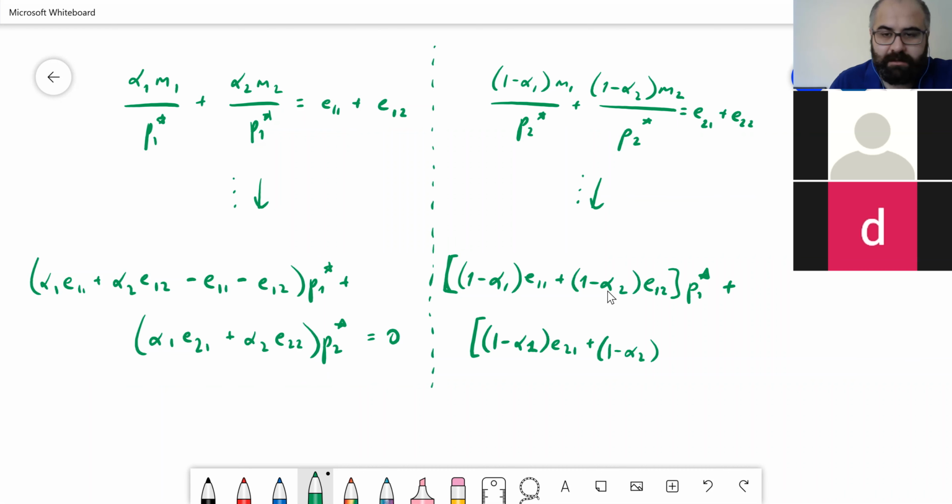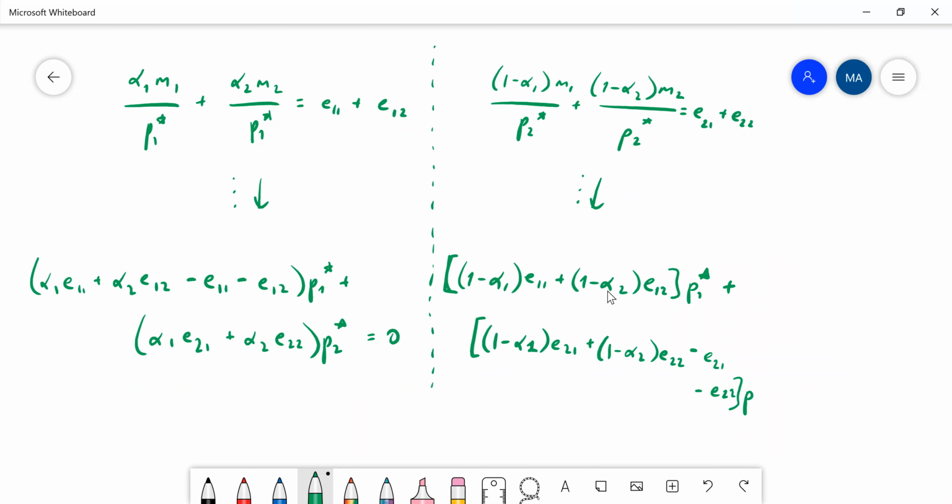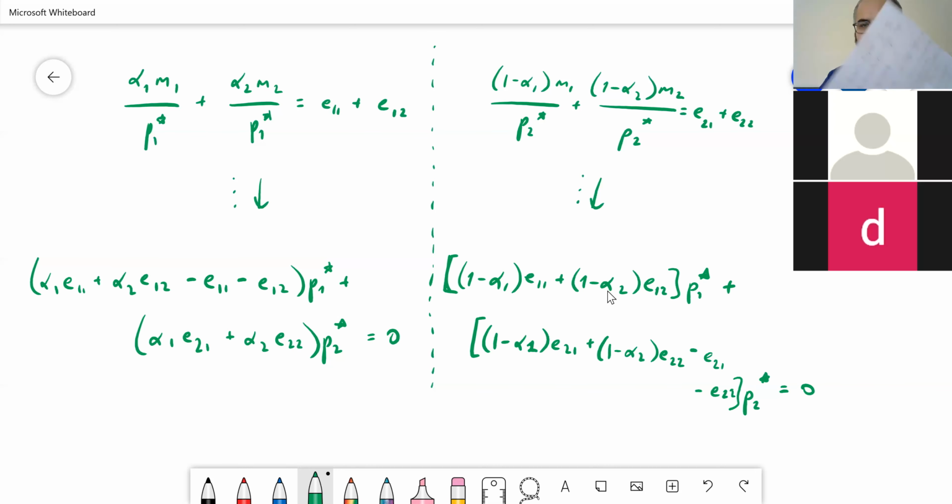I'm looking at my notes because I don't want to make a mistake. Minus E21, minus E22, times P2* equals 0. Okay, so as you see, let me show that to you. As you see, you can easily derive these equations.